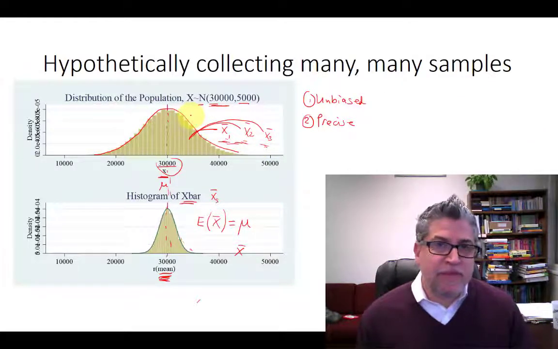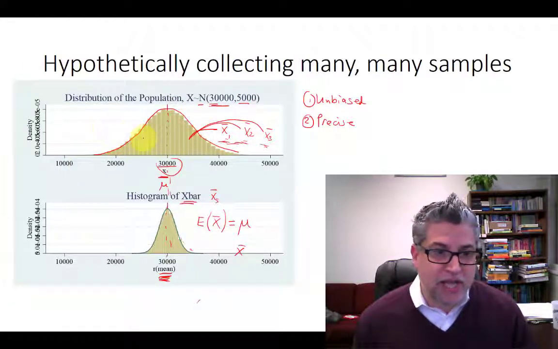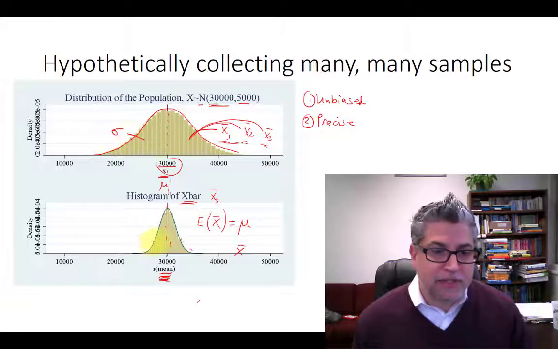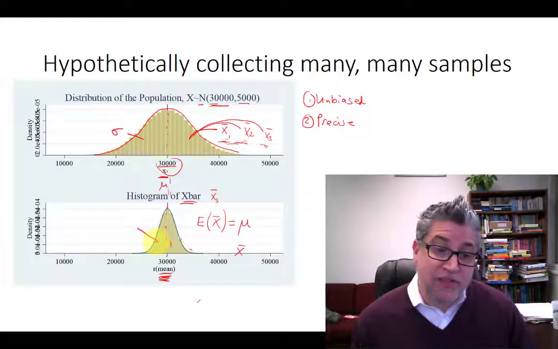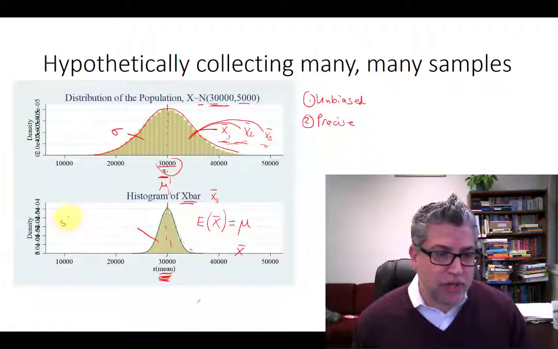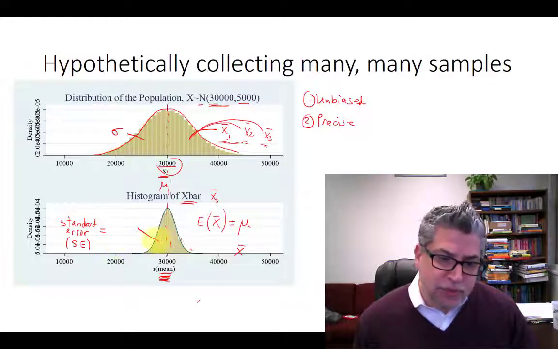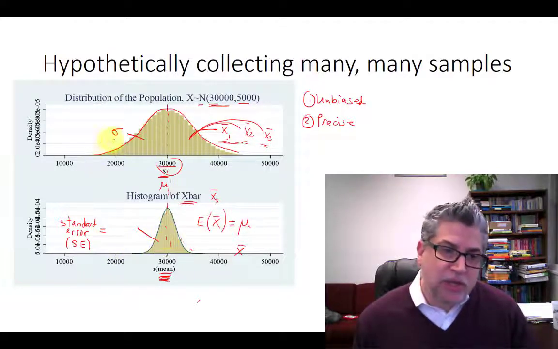In fact, there's going to be a very precise relationship between the standard deviation of this guy and the standard deviation of this guy. The standard deviation of this second distribution, it's still a standard deviation, but we're going to start calling it the standard error, SE. And it turns out that the standard error of this guy is related to the standard deviation of the parent population in this way.